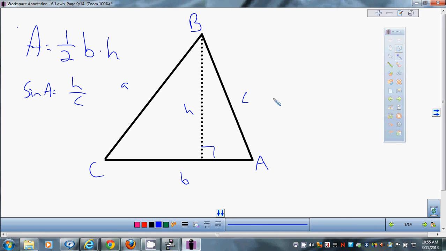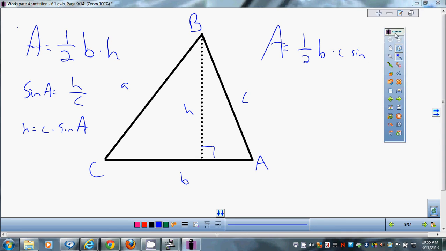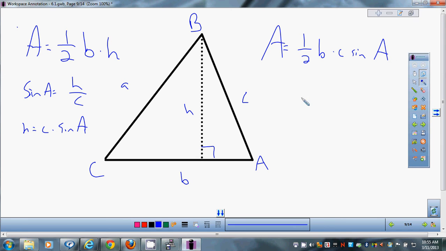Yes, it would. Therefore, by substitution, the area of a triangle could be given by the formula 1/2 the base times c sine of A, just substituting this in for h. Here is that formula written out for you more formally. Now, you do not have to write this formula 3 times. It's the same formula, just written 3 different ways.